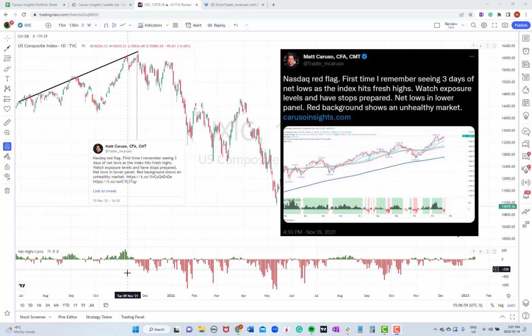I tweet often on Twitter. My handle is @trader_mcaruso. You can see I put my tweet overlaid on this chart. The nice thing about TradingView is you can just copy and paste the link and it'll post it specifically on the day that the tweet was made. And you can see right at all-time highs, I already had the caution flag up notifying me that, hey, there's a lot of trouble underneath the surface here. And I was able to avoid the big bear market of 2022.